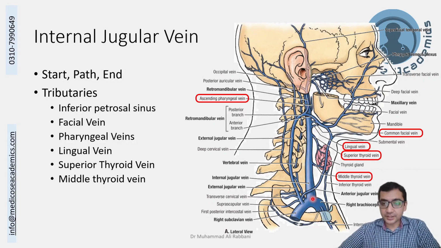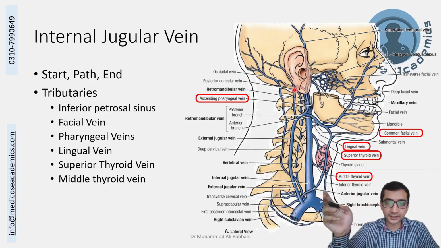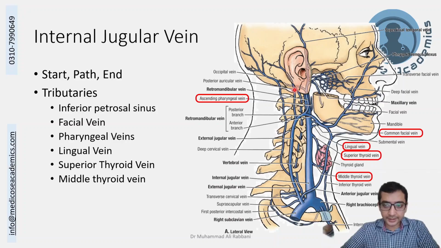So what are the tributaries it is receiving? It is not shown very well in this particular picture, but as soon as it exits the jugular foramen, it receives the inferior petrosal sinus. You must be thinking petrosal sinus, it's inside the cranial cavity, but usually it fuses with the jugular vein after passing through the jugular foramen on the neck aspect. So its first tributary is usually the inferior petrosal sinus.